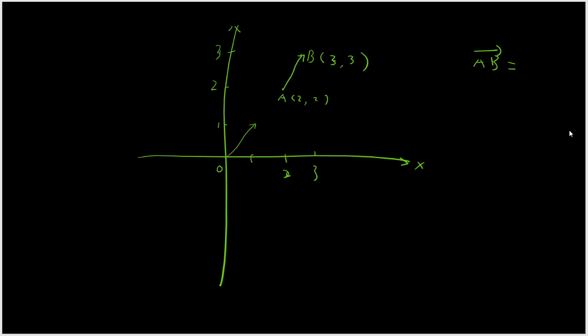Okay, we can label this point using C. I'm trying to say AB is equal to OC. OC is a position vector. We have learned how to represent OC. C has the coordinates, in this case 1, 1. That's how you can represent the vector AB. So that makes sense now?